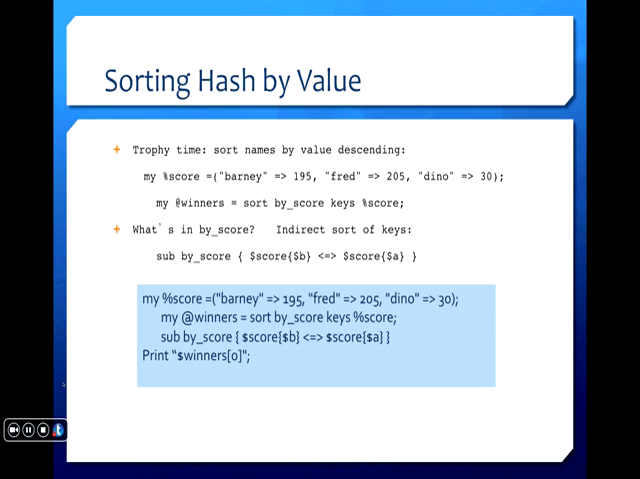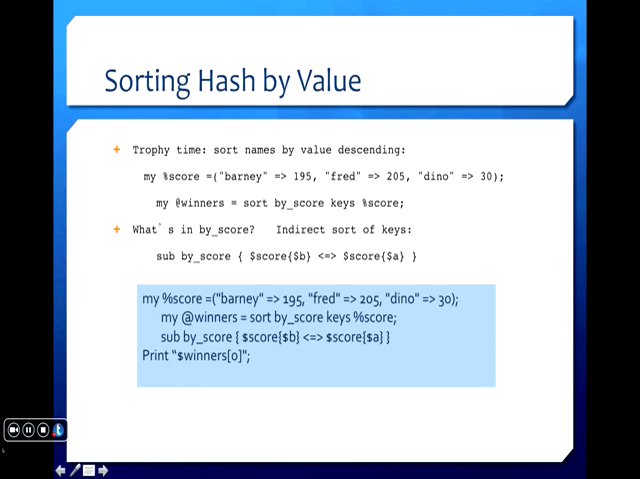the $b has a key, in this case Barney, let's say. Bring me Barney, give me the value of Barney in the hash table named score. So here we'll bring back 195. Then the second value, $a, for example, give me the value of Fred, in this case 205. I am using the descending order actually to get the highest up. Okay, so that's why I switched the $b with $a. So at the end I will end up with Fred at the top of my list. So we'll return the whole list here in order: Fred, Barney, and Dino.